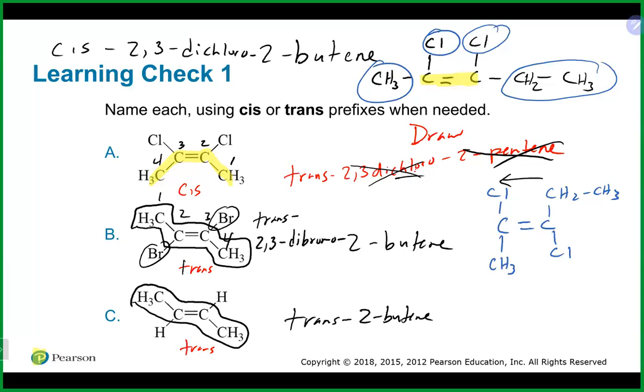Does anyone have any questions on that? All right, so that is cis and trans isomers. Let's talk about some reactions then that these double bond guys go through.